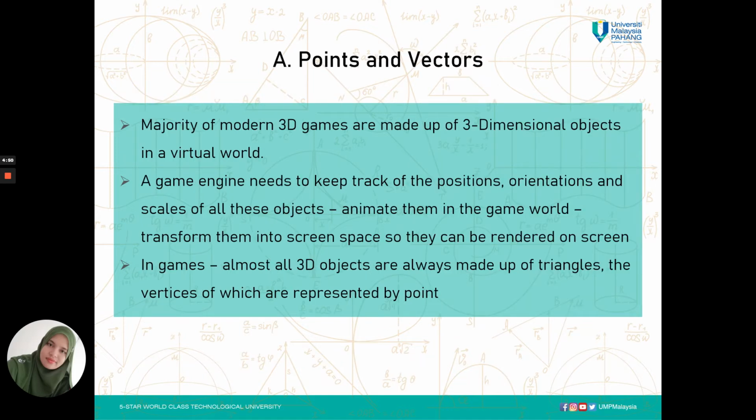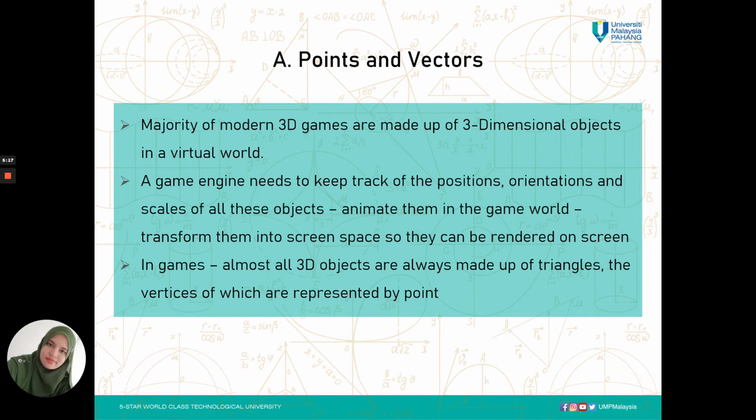Alright, so for your information, a game engine needs to keep track of the position, the orientation and the scale of these objects. And then from that, it will animate them in the game world and then transform them into screen space so that they can be rendered on the screen.